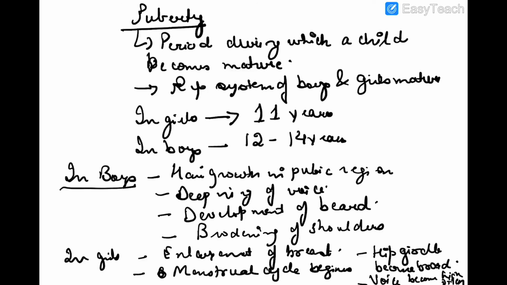So following are the changes in boys and girls during puberty. In boys, there is hair growth in pubic region, deepening of voice, development of beard, broadening of shoulders. Whereas in girls, there is enlargement of breast, menstrual cycle in which there is discharge of blood and mucus begins, hip girdle becomes broad and voice becomes high pitch.